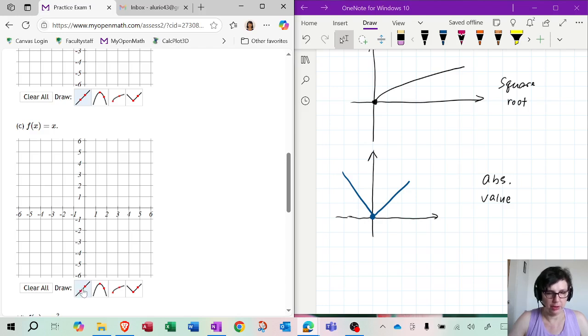Okay, now x is a line. So that's going to be this line. I'm still using the line. And it goes through 0, 0, because when x is 0, x is 0. And it also goes through 1, 1, because when x is 1, x is 1. Okay, so that's your line.